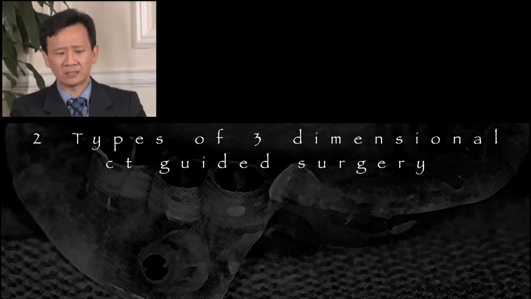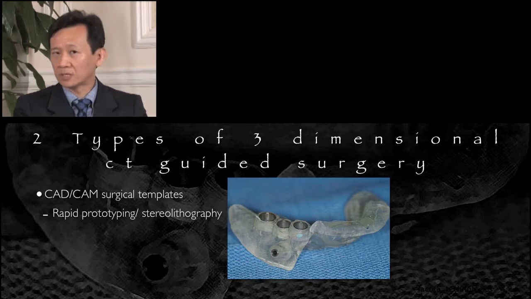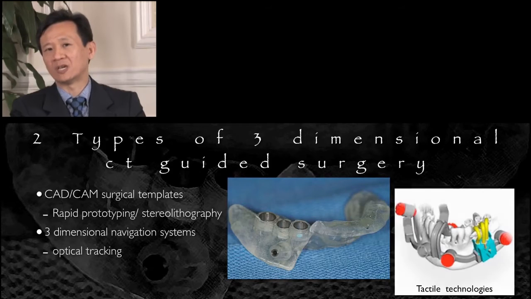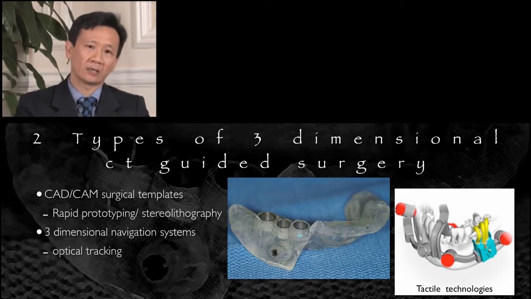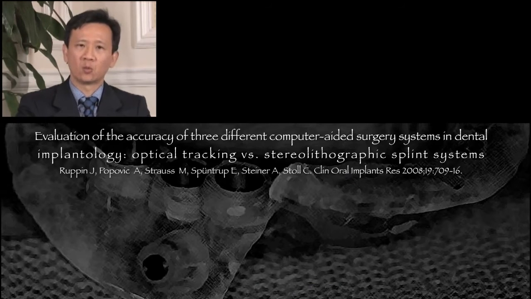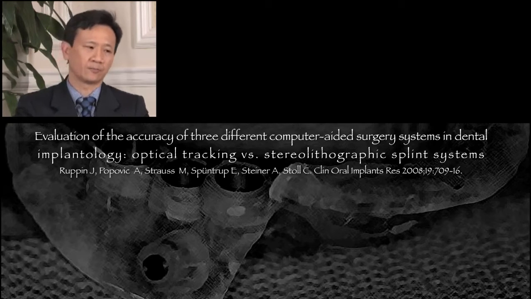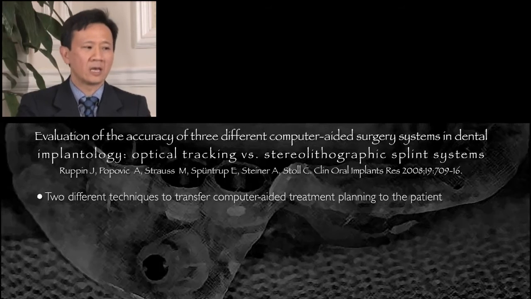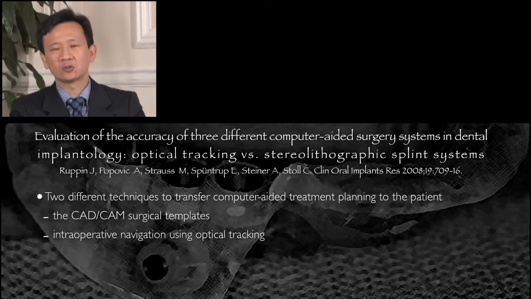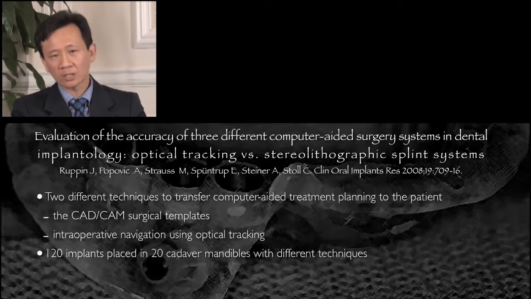Well, there's basically 2 techniques with CT-guided surgeries. One would be a rapid prototyping of the templates, or a CAD/CAM surgical template, and the other is navigational systems, some type of optical tracking to place the implants in real time. Interesting study, Rupin wanted to compare the 2 different techniques. How accurate are those 2 techniques? Is there a difference? Well, they compared the 2 different techniques of the CAD/CAM surgical templates and the optical technique, placing 120 implants into 20 edentulous cadaver mandibles.